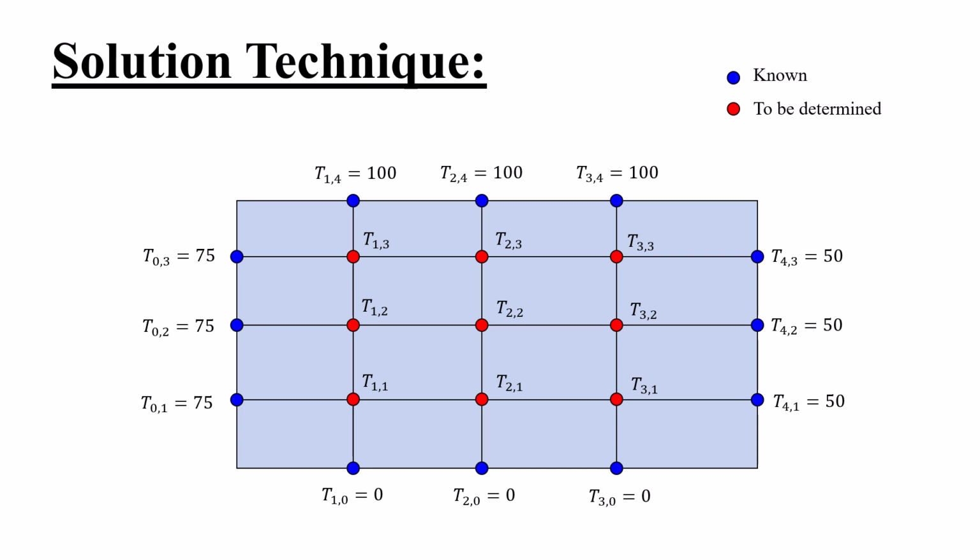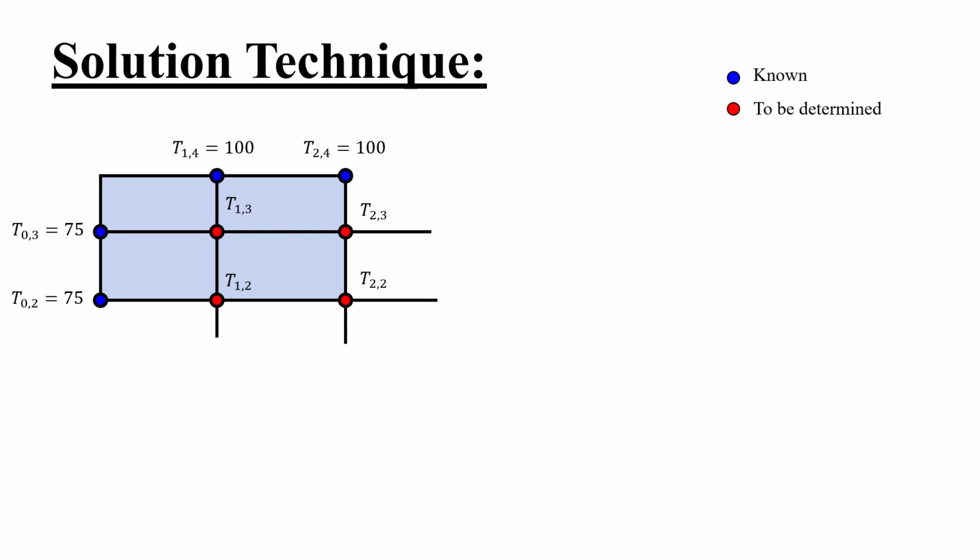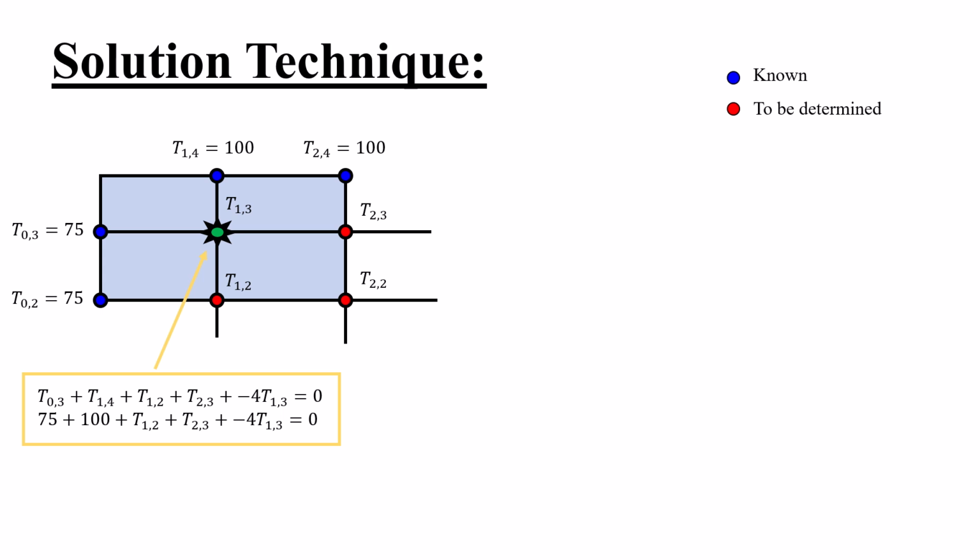Let's see in the next slide how we solve it. What we have here is that we just pick a part of the grid, and if we want to know a particular unknown node value, for example T13, how do we do that? We just use the difference formula and plug in i equal to 1 and j equal to 3. After doing this, we come up with T03 + T14 + T12 + T23 - 4 T13 = 0.